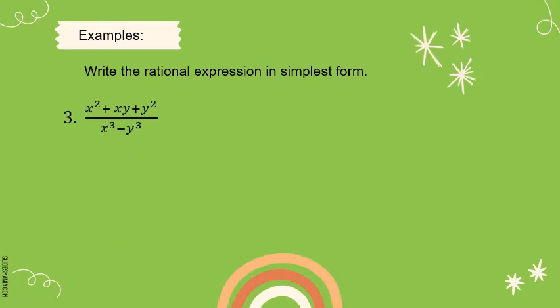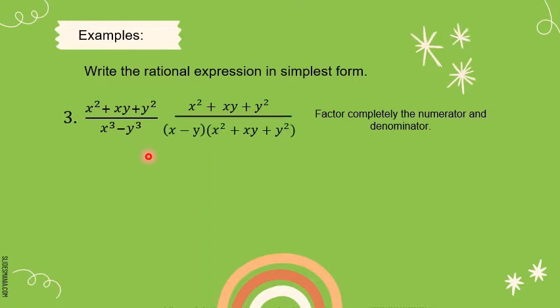Number 3, x squared plus xy plus y squared over x cubed minus y cubed. Now, as you can see, the middle term here has no 2, so this trinomial cannot be factored. So you have to copy it. And then the x cubed minus y cubed is a difference of two cubes, so let's factor. As you can see, this one is the same.